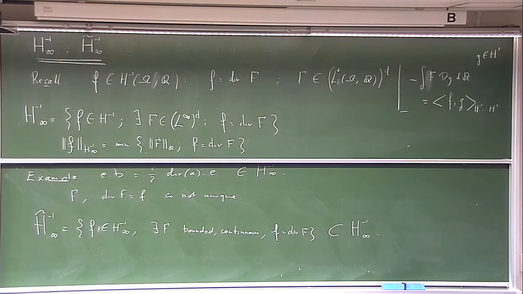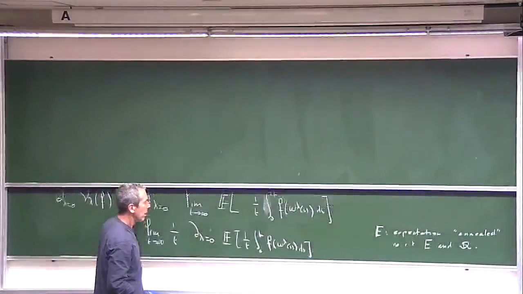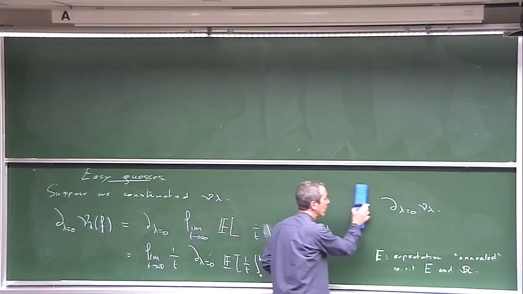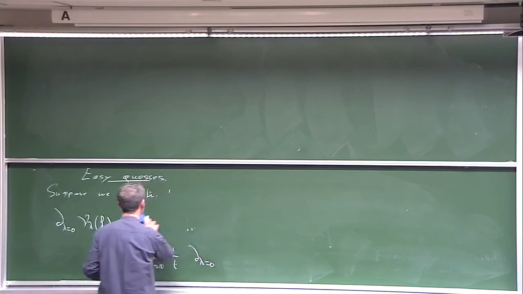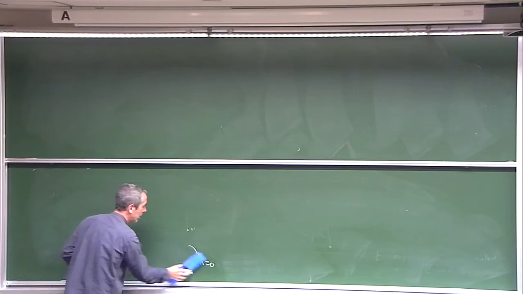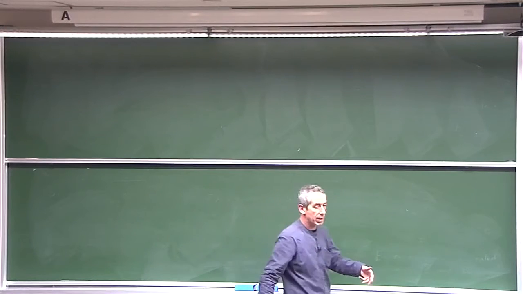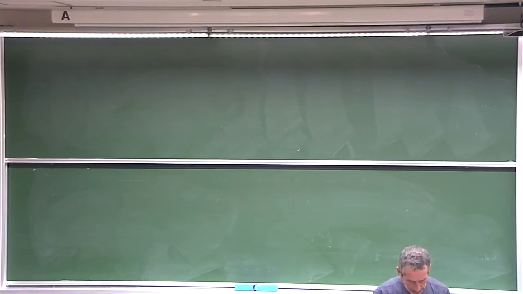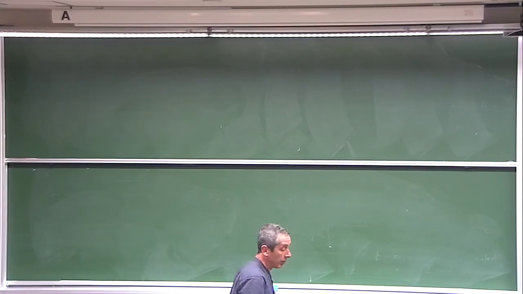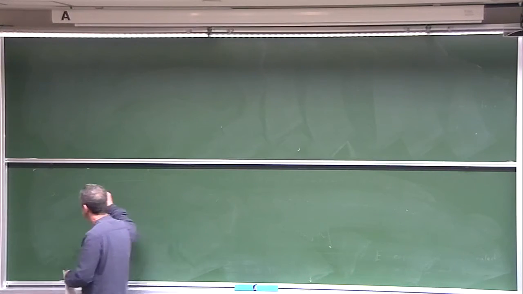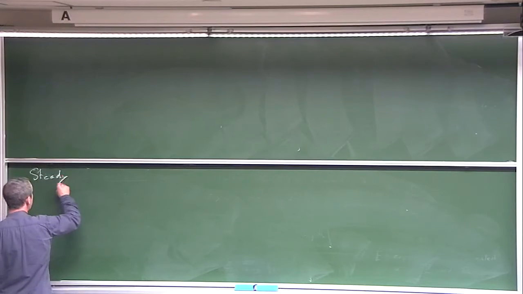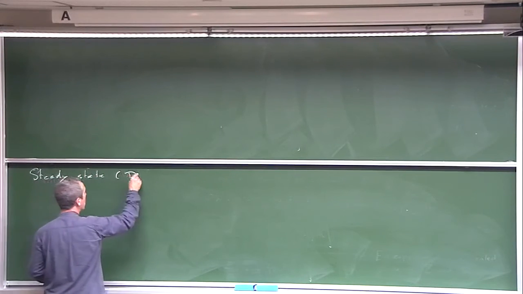Okay. So I don't have a very convincing motivation for introducing these spaces for the moment, but the motivation comes from the results that we are able to prove and from the proofs themselves. So that leads to a second definition of a steady state. Definition 2.